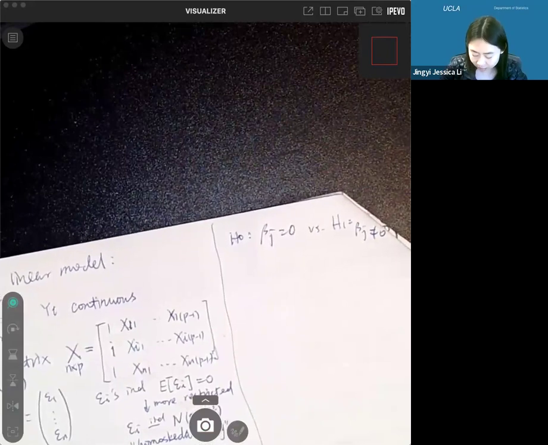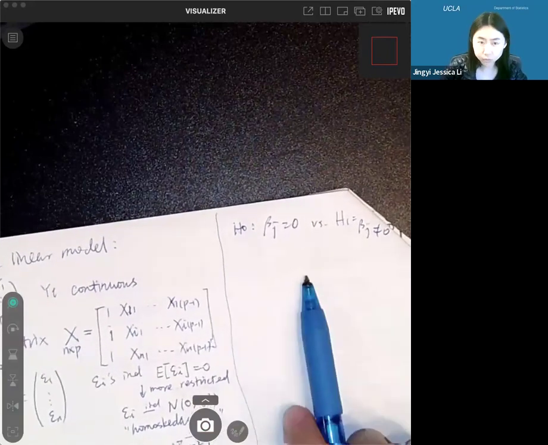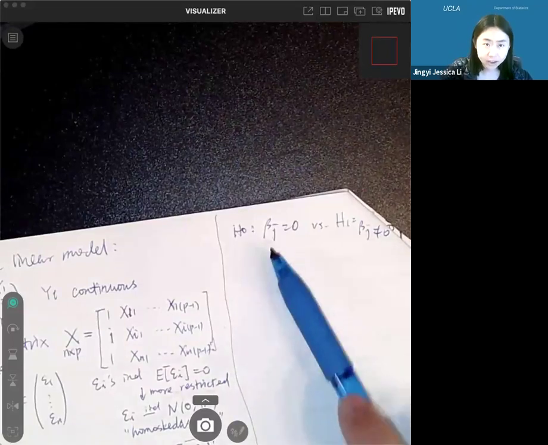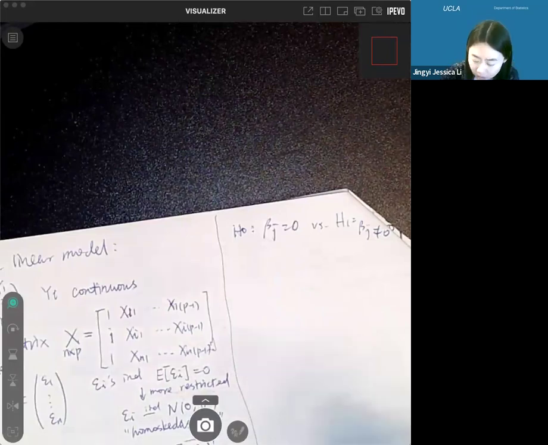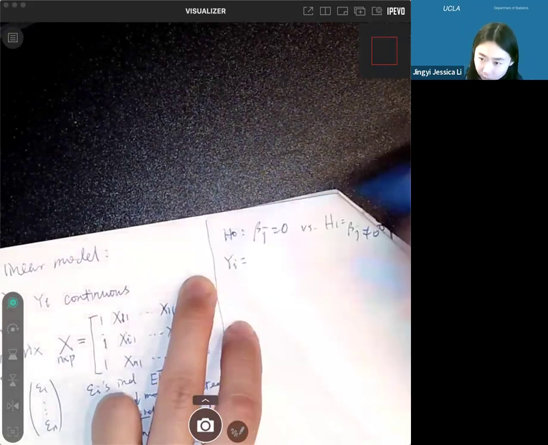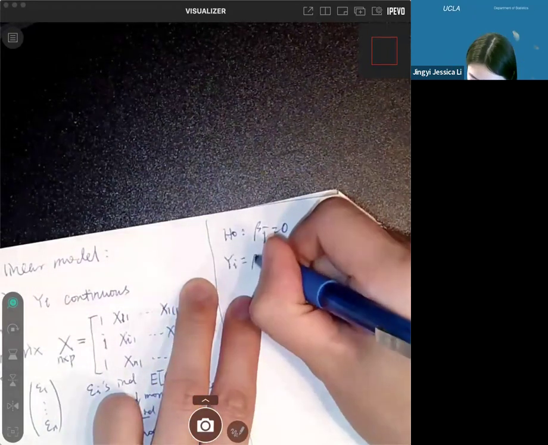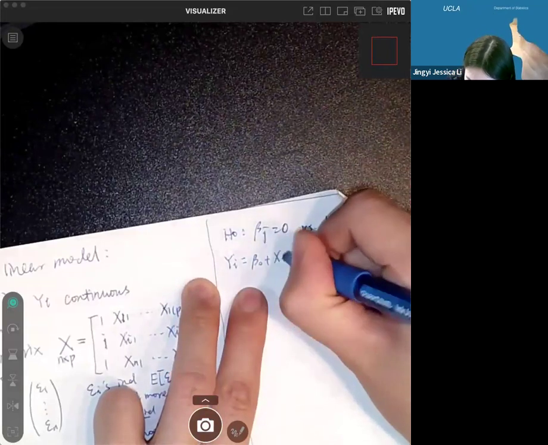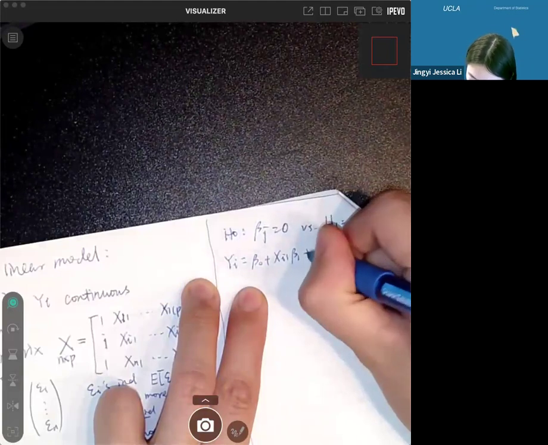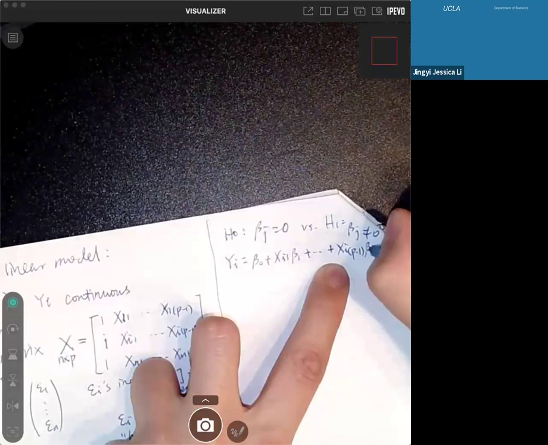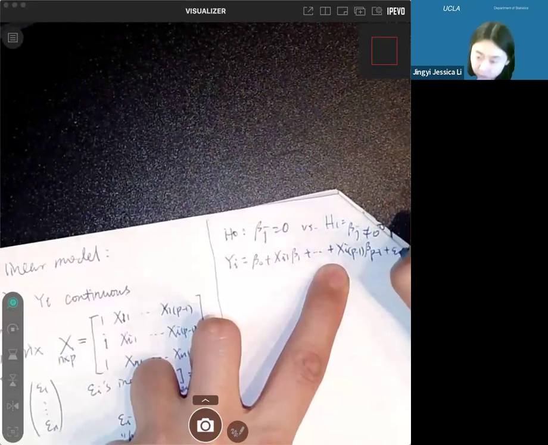And of course, one thing we have to be clear about, and we'll revisit this when we talk about ANOVA, is that this is conditional on other covariates. So when you talk about beta j, you are in this model. Let me just write it down again. You are in this model that y_i for one observation is beta 0 plus x_i1 beta 1 plus x_i,p-1 beta p-1 plus epsilon. So you're in this model.